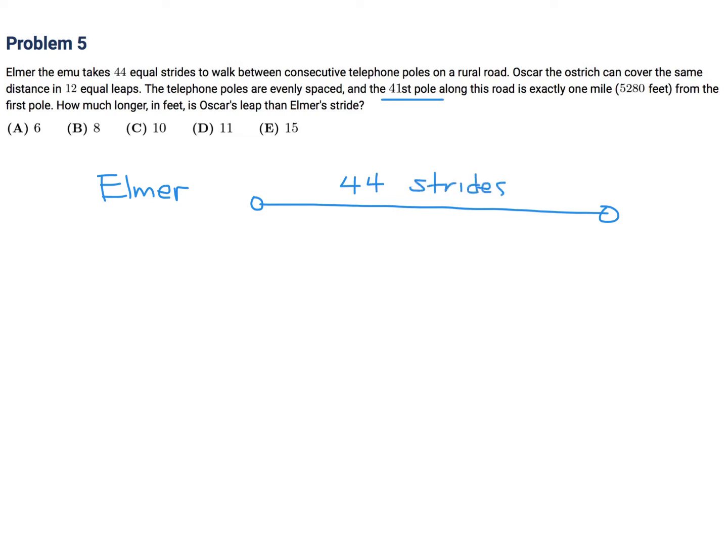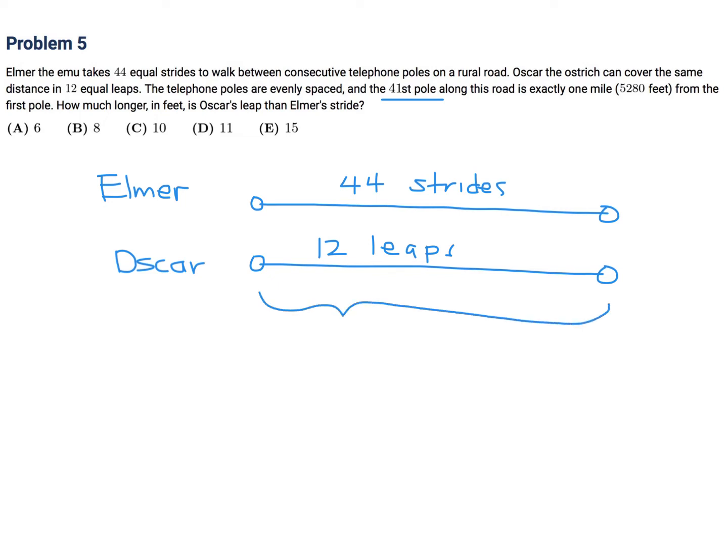And then the other guy, his name is Oscar. Yeah, Oscar. And he's doing the same route, but 12 leaps is how long it takes. So they're asking to compare the leap and a stride. Well, this entire route, they've told me, is 1 mile, which is 5280 feet.